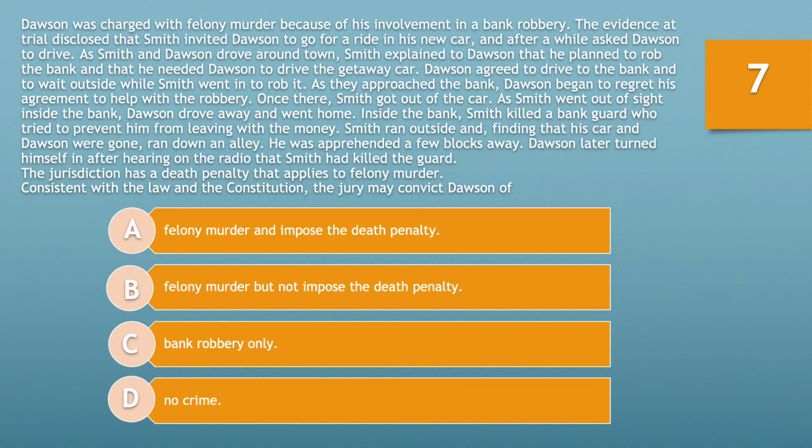The jurisdiction has a death penalty that applies to felony murder. Consistent with the law and the Constitution, the jury may convict Dawson of A, felony murder and impose the death penalty. B, felony murder but not impose the death penalty. C, bank robbery only. Or D, no crime. Take a few seconds and think this one through.